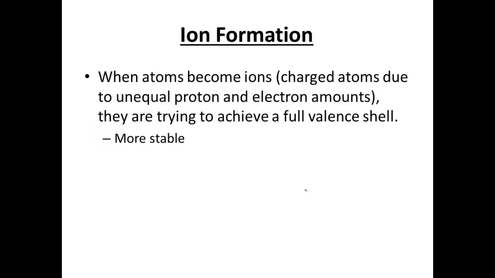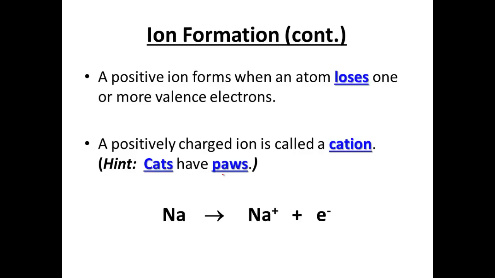To do this, ions are formed, charged atoms due to unequal sharing of protons and electrons. They do this to achieve a full valence shell. They're more stable forming these compounds, to get to that 8 or full valence. Being more stable that way is the reason that these compounds are formed.